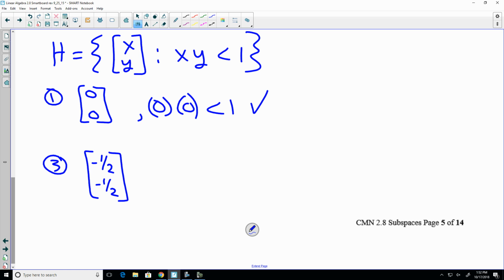So let's scale it. Let's multiply by 8. So this vector is in H. So let's multiply it by 8. So we get -4, -4. And when you multiply it, you get 16. So that's bigger than 1. So that one fails. So this is not a subspace.